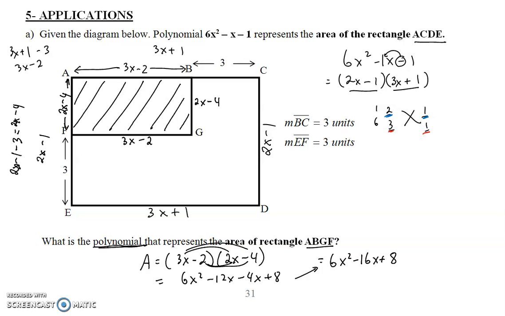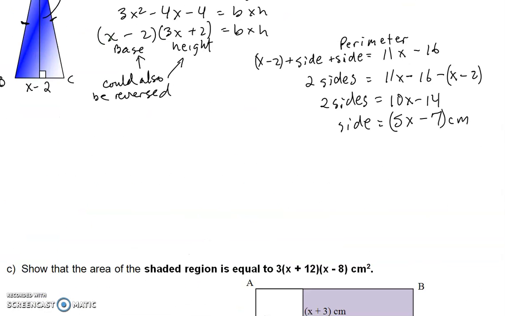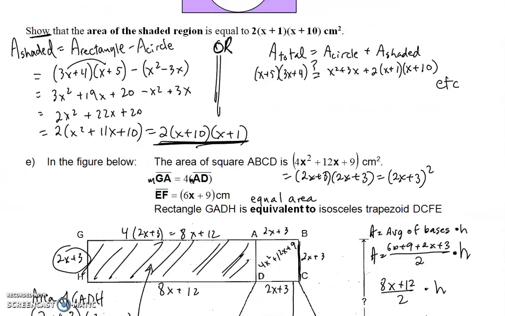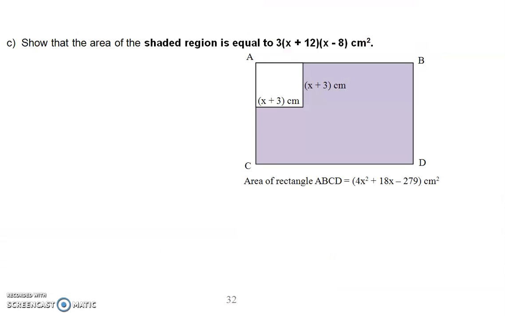I've got one other question I'm going to do, and that's at the bottom of page 32, a similar kind of situation with a rectangle. It asks you to show that the area of the region that's shaded is equal to 3 bracket x plus 12, x minus 8. And I'm giving you that the area of the entire rectangle, ABCD, is this trinomial.